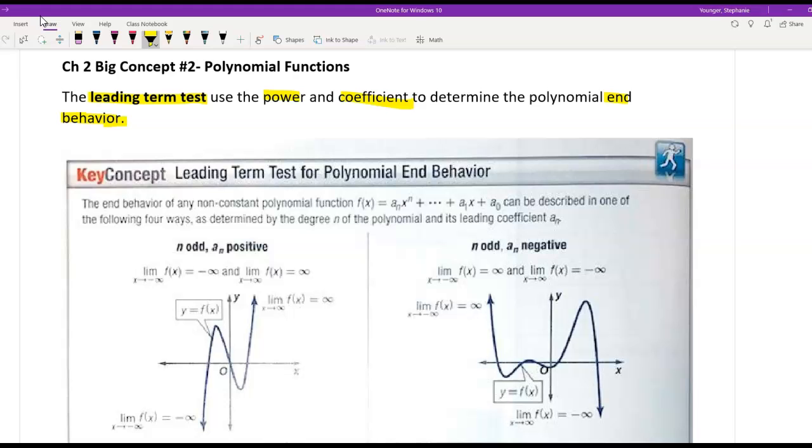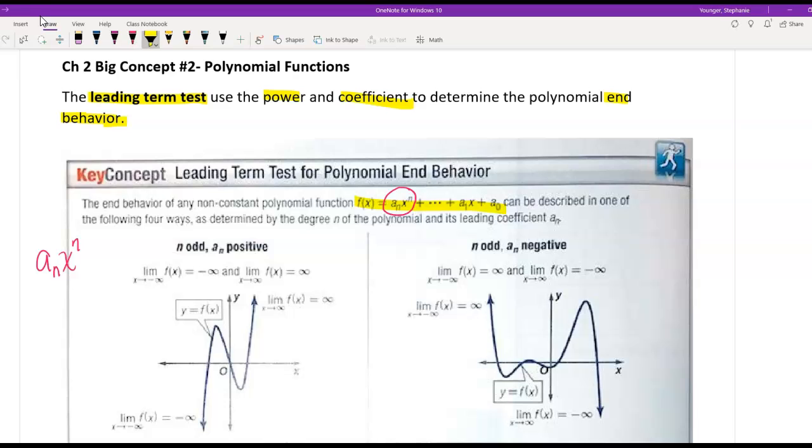So here we have the end behavior of any non-constant polynomial function, such as this big long thing, can be described in one of the following 4 ways. Now, the only term that matters is this first one right here. And I'll write it down again, a sub n times x to the n.